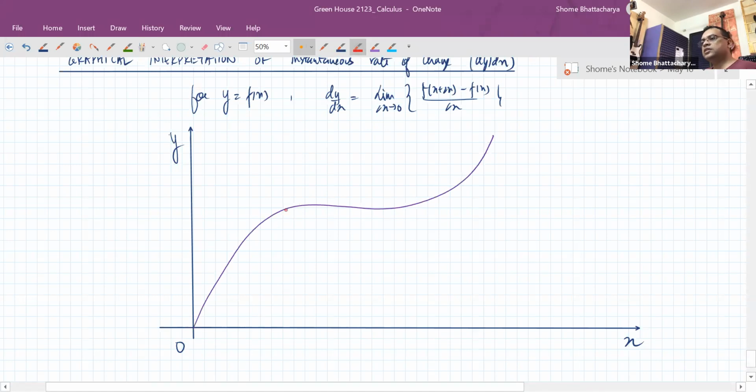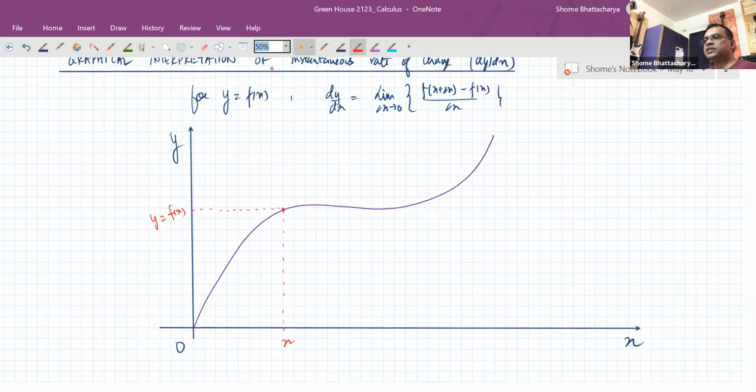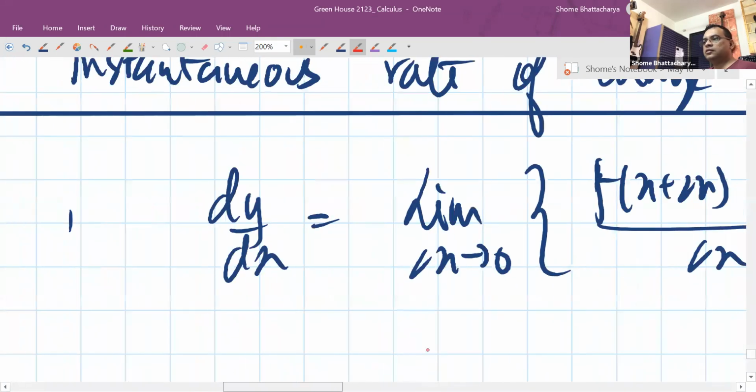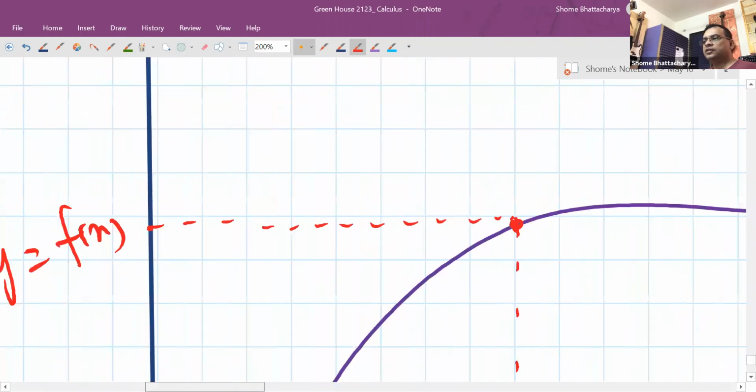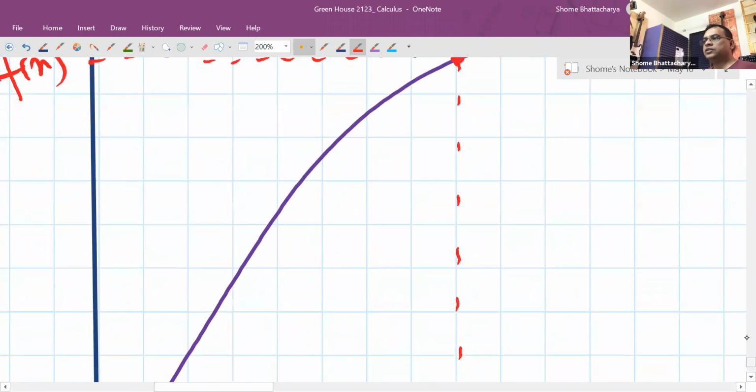And I want to find out the instantaneous rate of change for this particular point x, which has the corresponding value of the function, y equal to f(x) at this point. So what do I mean by this limit? To understand it, since delta x is tending to 0, I'll have to zoom in as much as I can. Tending to 0 means even zooming in is not good enough, because I have to go infinitely close to this point. But anyhow, let's zoom in here and see what we get.